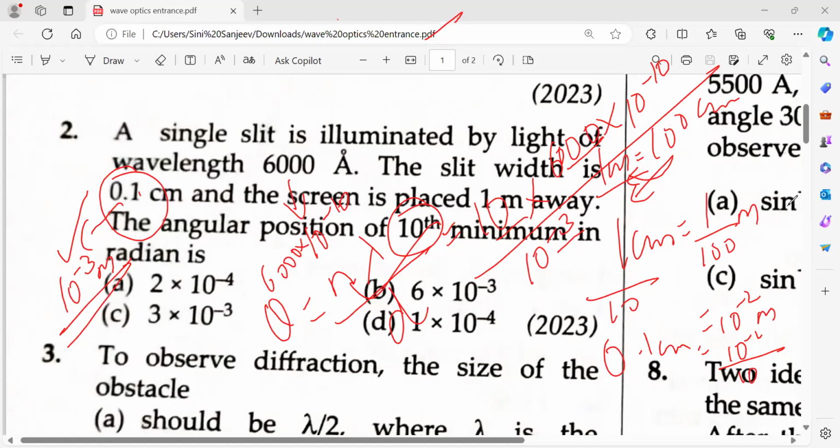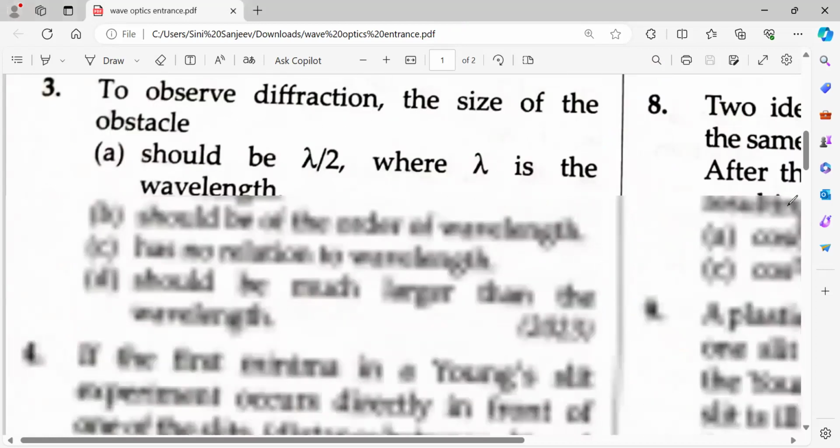Is it clear for everyone now? This question? Theta is equal to n lambda by d, direct substitution I had to do. That's all. Direct substitution I had to do. If you're not clear, I'll help you out with the same. Okay, don't worry. Next one.